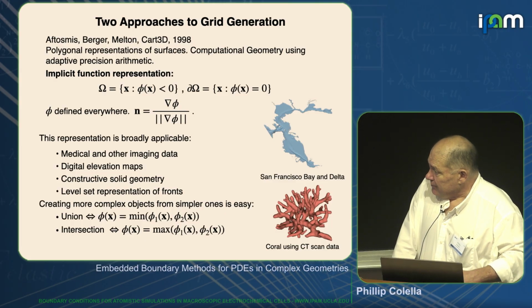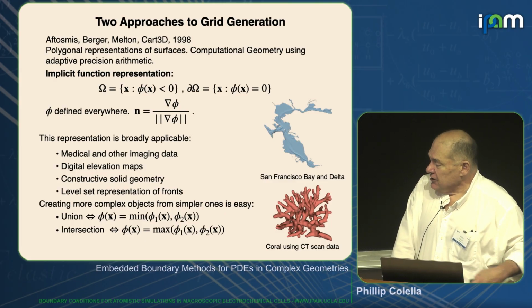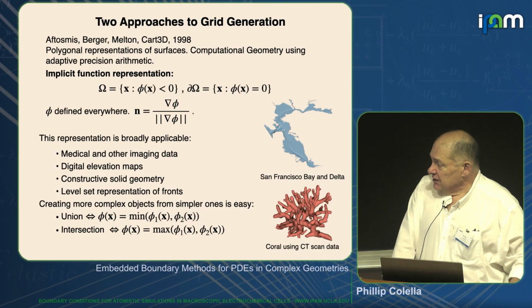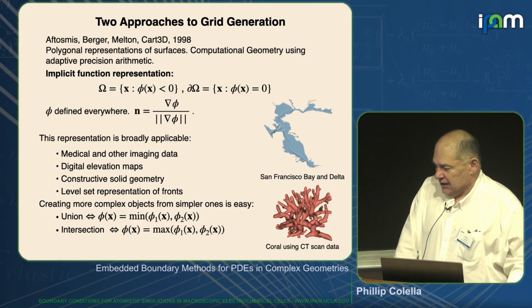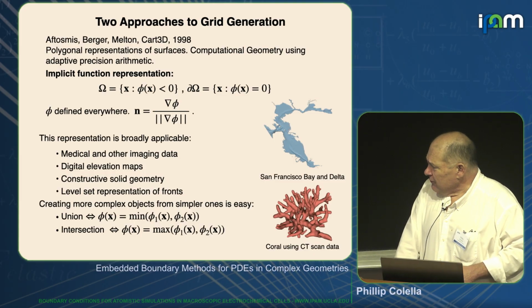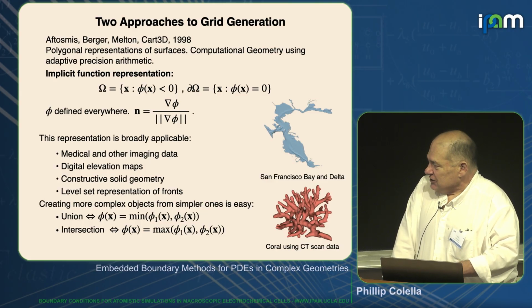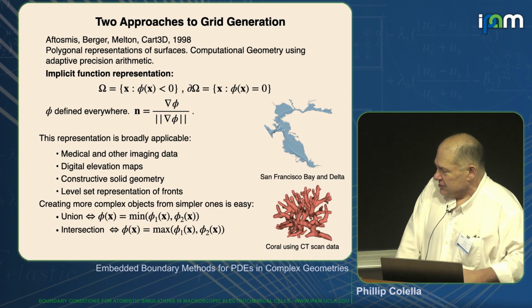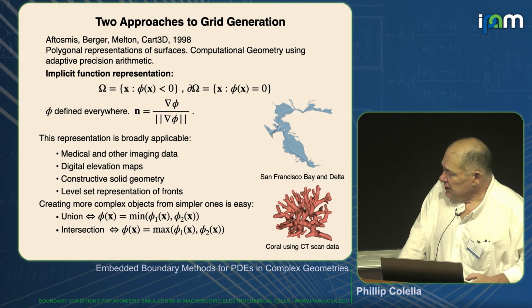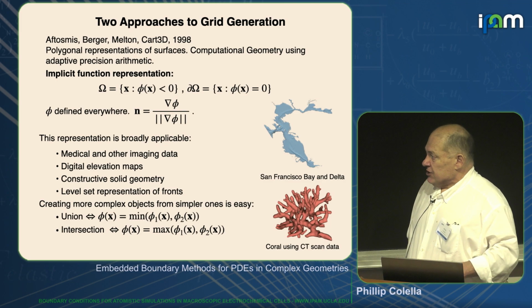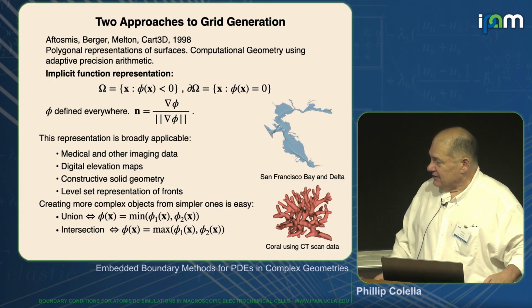And that over here is an example of that. This was actually a picture of a grid generation that we did. At that time, we were talking to folks at the California Department of Water Resources, and they said, okay, how would you grid up the San Francisco Bay and Delta? Essentially, we used the fact that there's an implicit function representation plus some other tools to do a grid generation for the Bay and Delta.